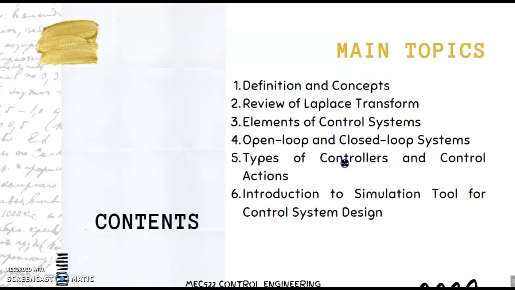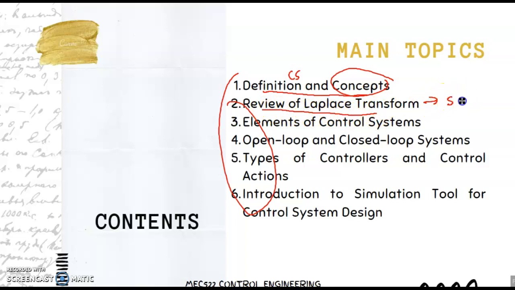In this chapter, we have 6 subtopics. First, we want to know what a control system is and what its concept is. What is important in a control system? How is its block diagram? The second one is a review of Laplace transform, meaning that you need to convert from S domain to T domain or vice versa, T to S domain.